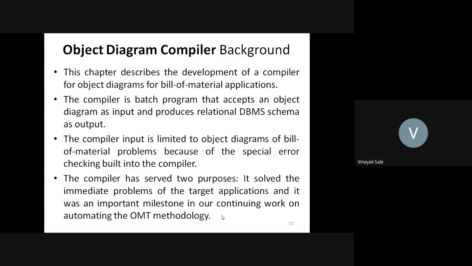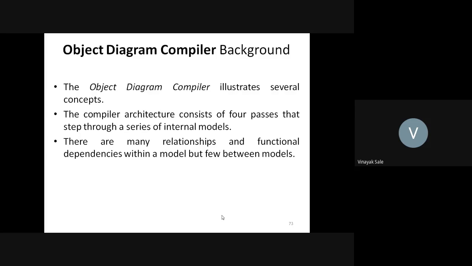automating the OMT methodology. So, the object diagram compiler illustrates several concepts, such as the compiler architecture consisting of four passes that step through a series of internal models. There are many relationships and functional dependencies within a model, but few between models.